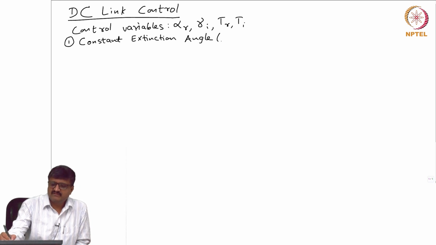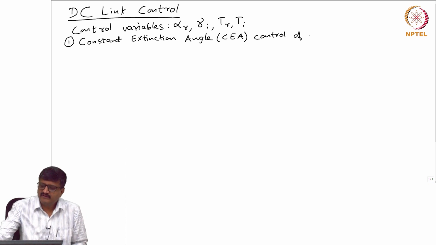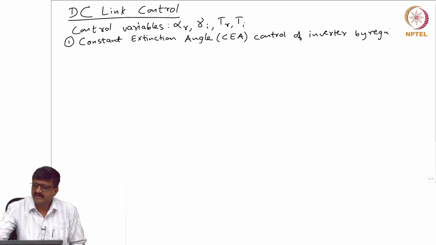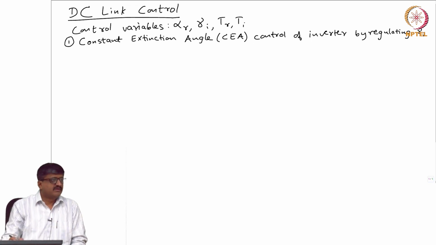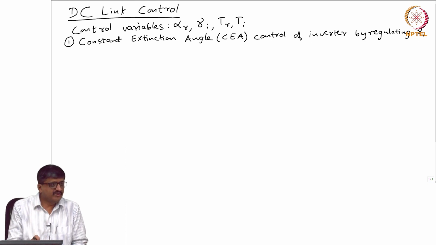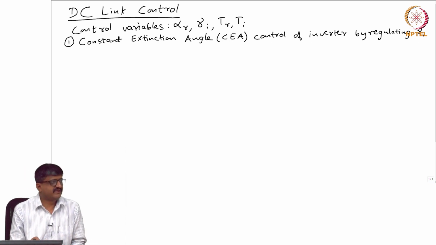Constant extinction angle, CEA, control of inverter by regulating gamma I. So, gamma I is kept constant so that it does not go below that value. The intention is to see that we have a minimum commutation margin angle for the inverter. See, for the rectifier the commutation is not an issue.